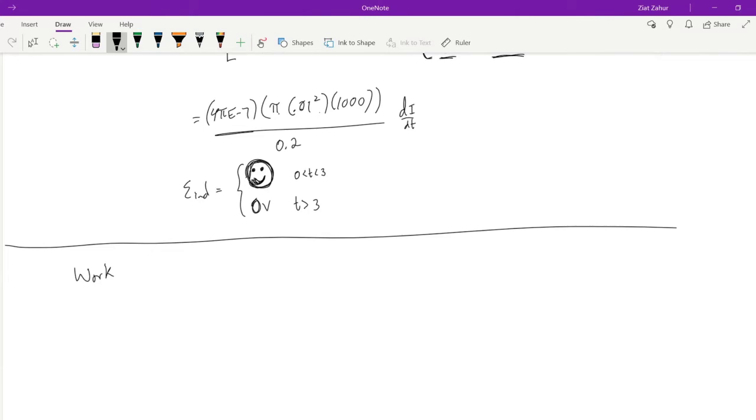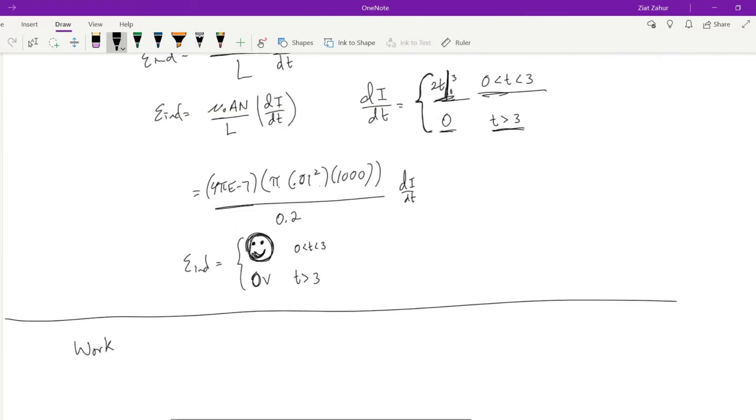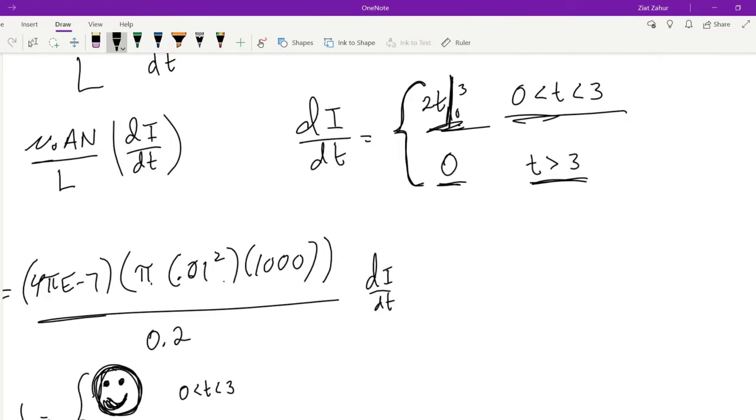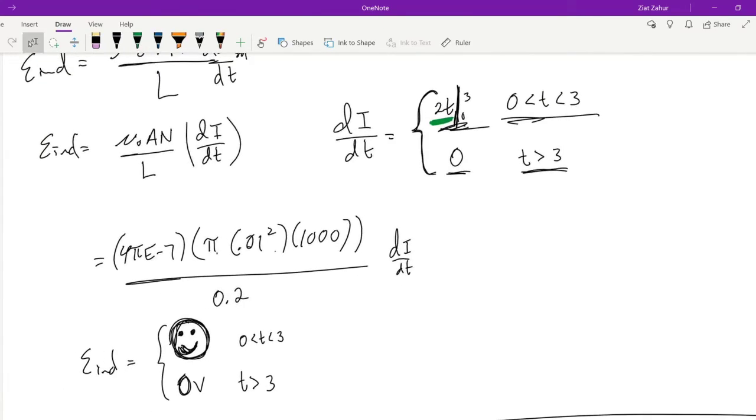The voltage is not constant because the change in current is not a constant value. Current is a function of time, so you should have a t in your answer. If I were to rewrite this, for the second one, of course, it is 0. So you do 2t.